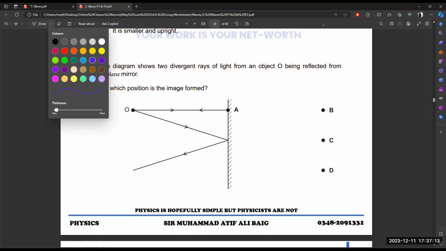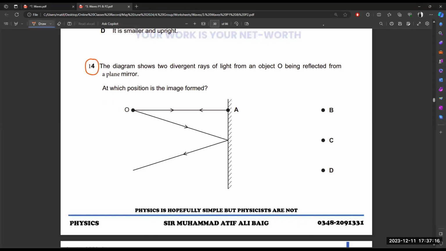Okay, this is the question for the mirror. So now you can see this is our object, and they are asking at which position the image is formed. Okay, one answer I got is B, and O is your object. So we have to use the same concept of the mirror, right? So we will get the image over here because it is at the same distance from the mirror, and light will also reflect towards the point B. Okay.